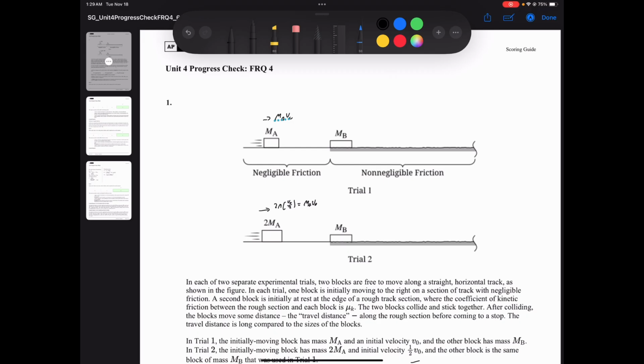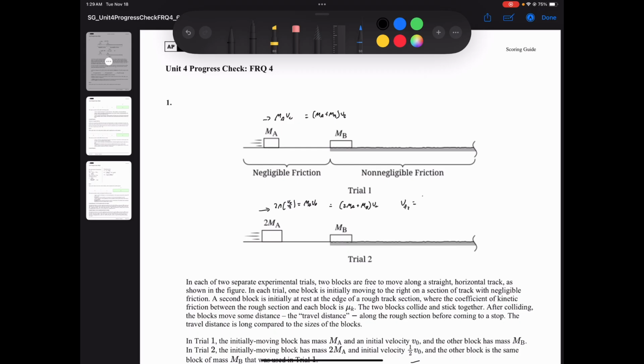So ma is going to collide with mb, okay? And the final momentum of the system is going to be ma plus mb times vf. The final momentum of this system is going to be 2ma plus mb times vf. So they have the same initial momentum, but for this system, for trial 2, the total mass is greater. So then vf is going to be smaller for trial 2, right?